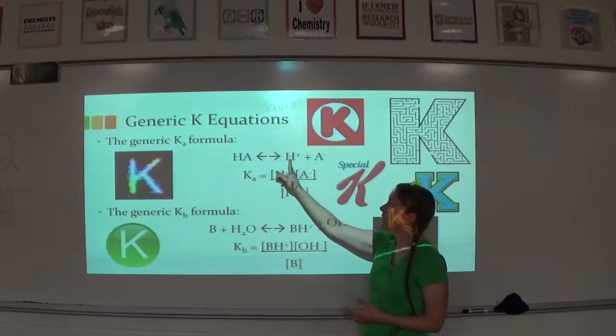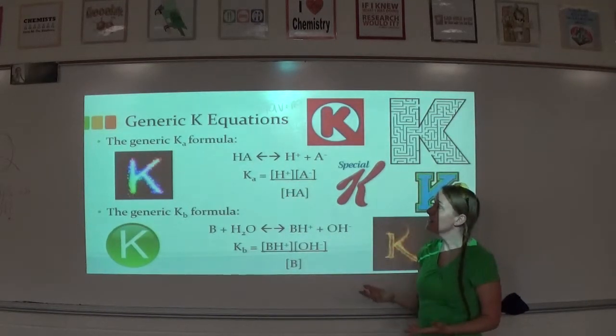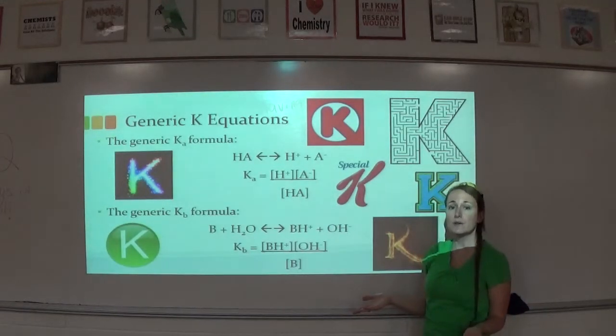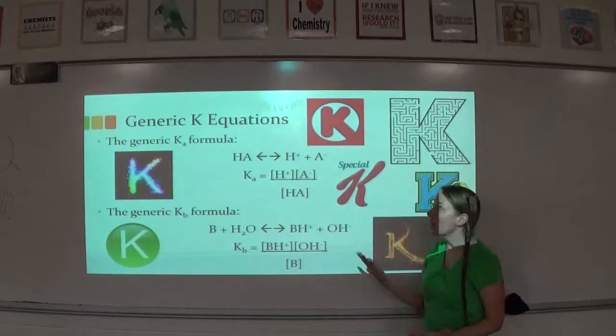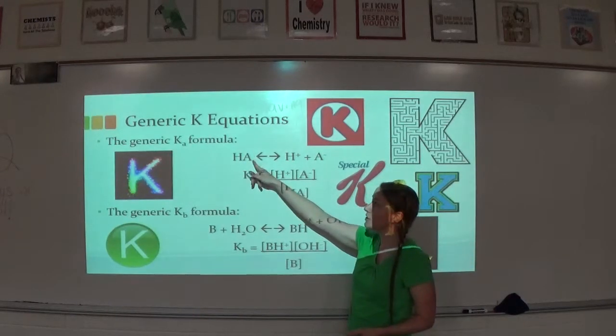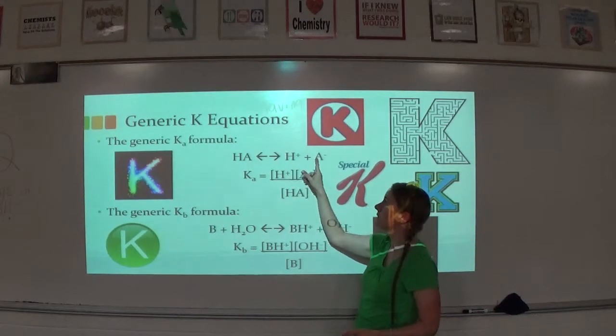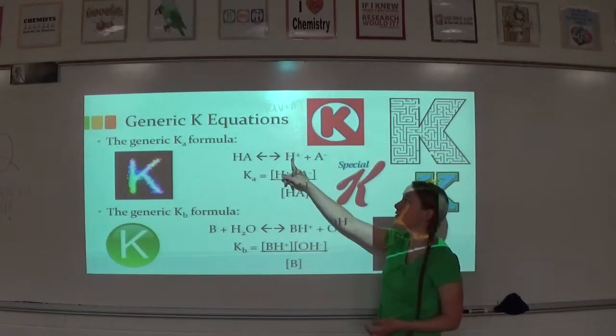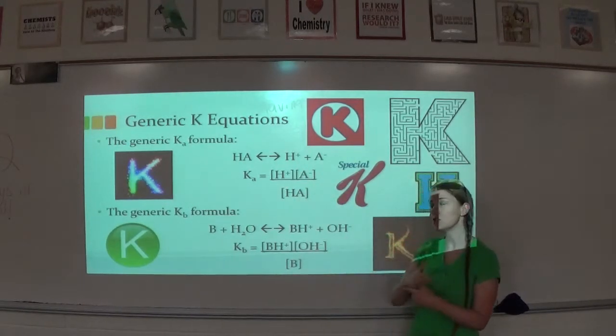So HA yields H plus A minus. I like to use that one because it just discounts water completely, because we don't need water in the equation anyway. However, you could do HA plus H2O yields H3O plus A minus. Just make sure to leave water out, because remember we said H plus and H3O plus can be used interchangeably.